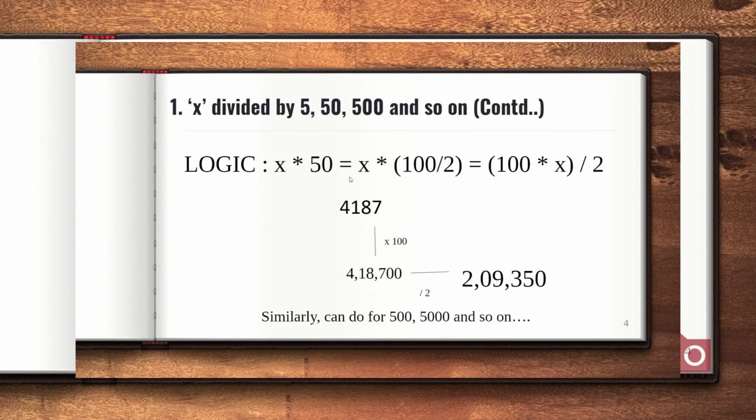50 actually is 100 by 2. So first we need to multiply the number with 100, which actually means just adding 2 zeros at the end of the number. So 4,187 becomes 4,18,700, which when divided by 2 gives us 2,09,350. So we got our answer. Now similarly, we can do this for numbers like 500, 5,000 and so on.